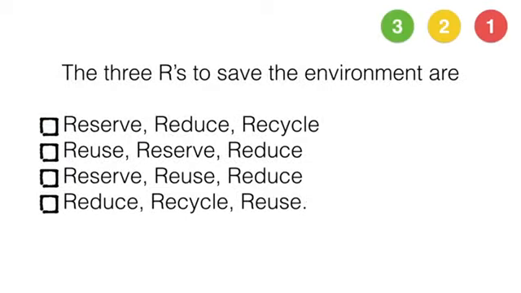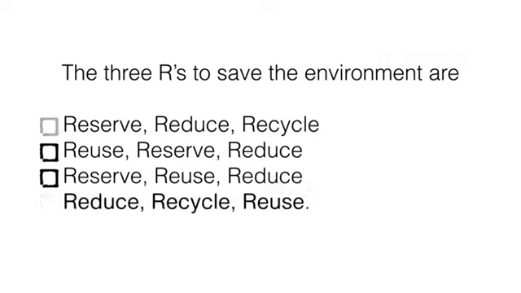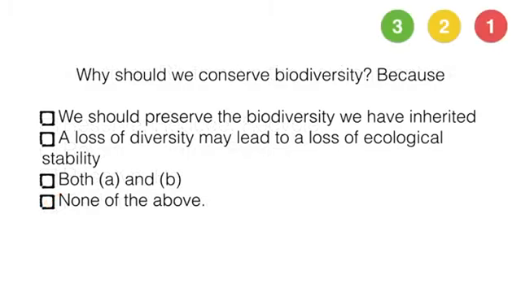The 3 R's to save the environment are reserve, reduce, recycle. Reuse, reserve, reduce. Reserve, reduce, reuse. Or reduce, recycle, reuse. Why should we conserve biodiversity? Because we should preserve the biodiversity we have inherited. A loss of biodiversity may lead to a loss of ecological stability, both A and B or none of the above.